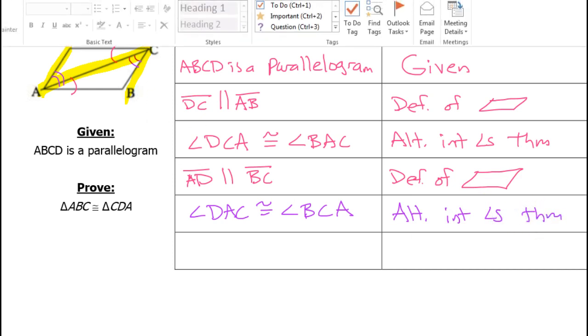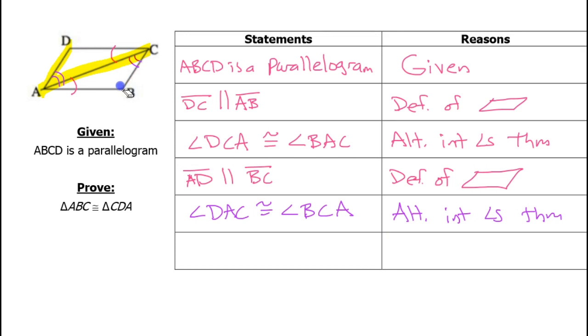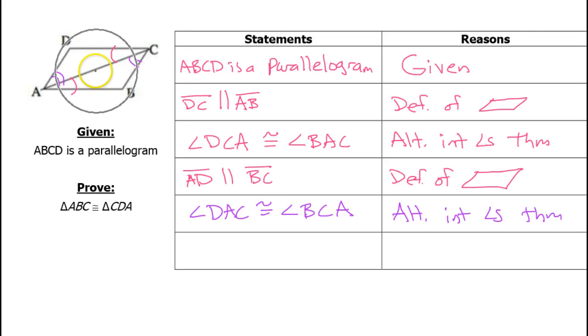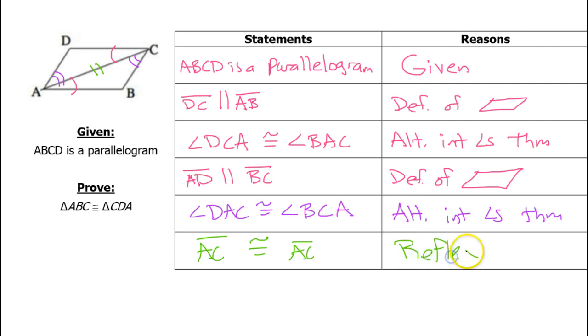Okay, so now we have almost enough information to prove that these triangles are congruent, but we need to include the shared side. AC is congruent to AC. And that is the reflexive property.